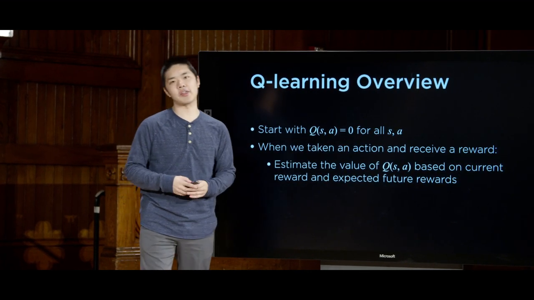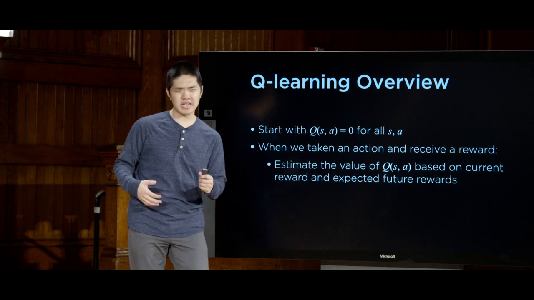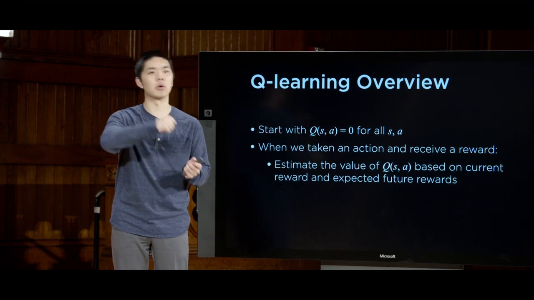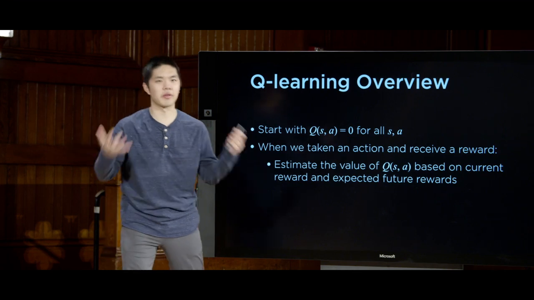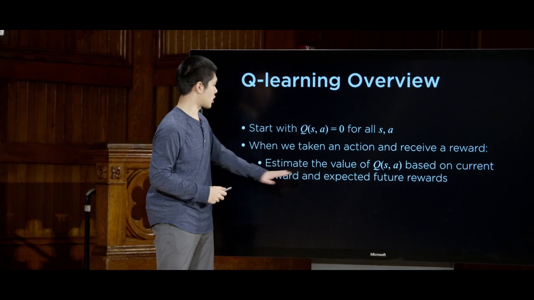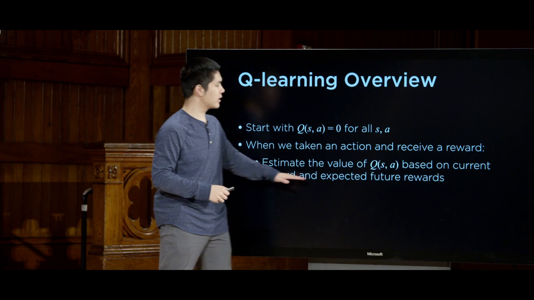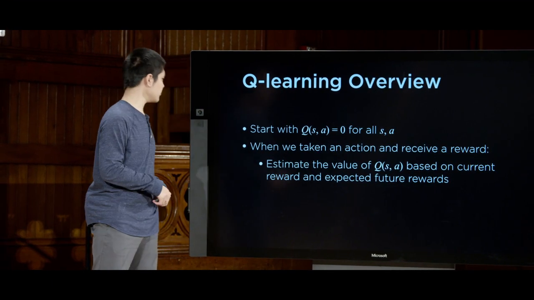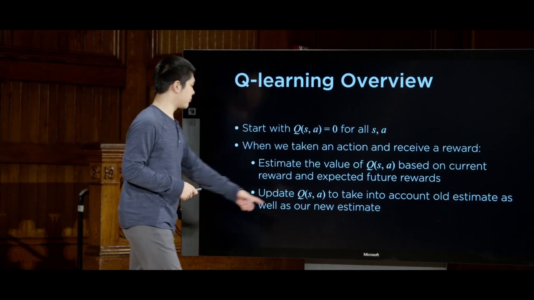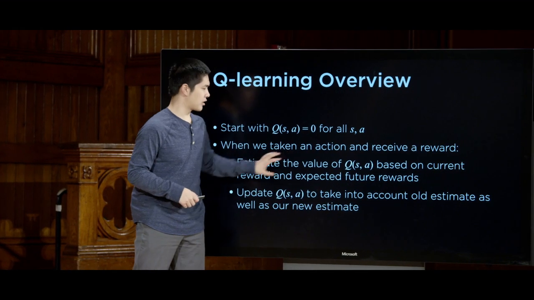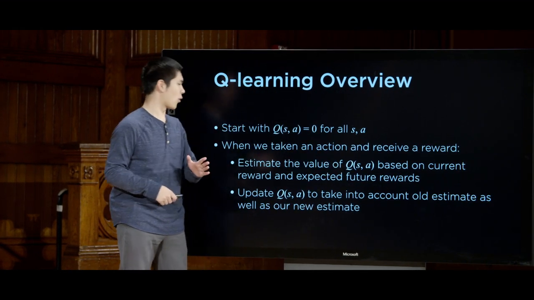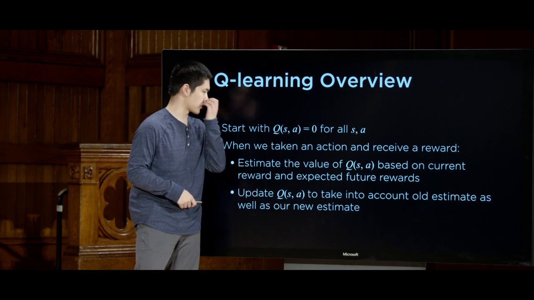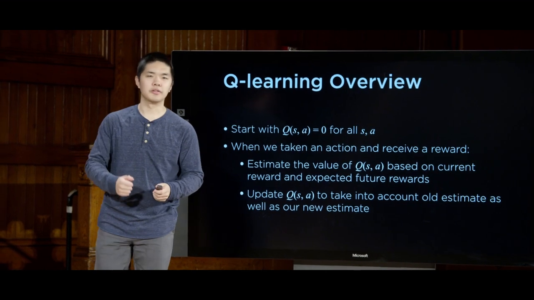And it might be the case that I'll want to take a step that doesn't immediately lead to a reward, because later on down the line, I know it will lead to more rewards as well. So there's a balancing act between current rewards that the agent experiences and future rewards that the agent experiences as well. And then we need to update Q(s, a). So we estimate the value of Q(s, a) based on the current reward and the expected future rewards. And then we need to update this Q function to take into account this new estimate.